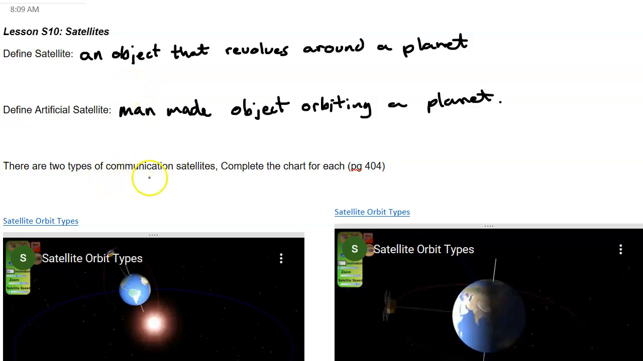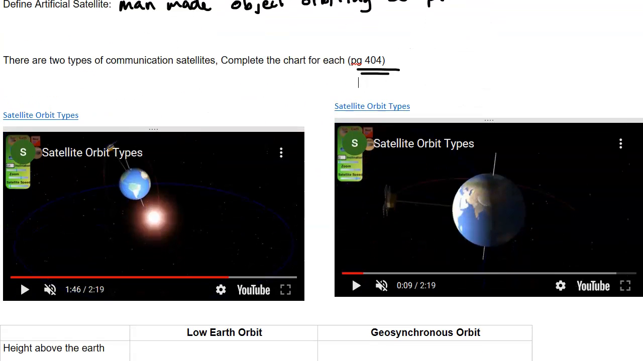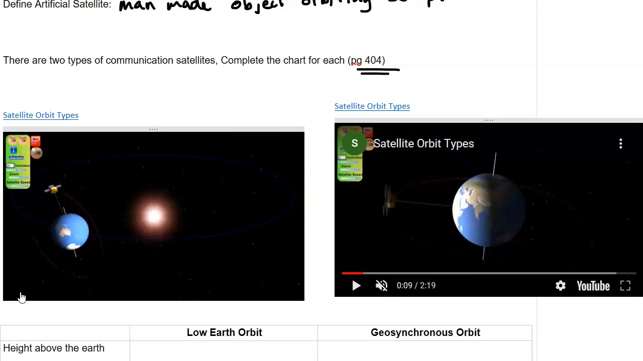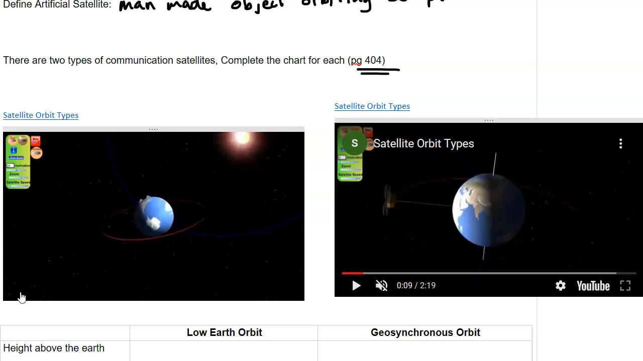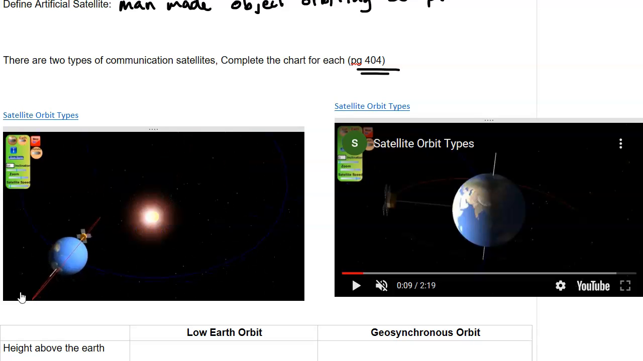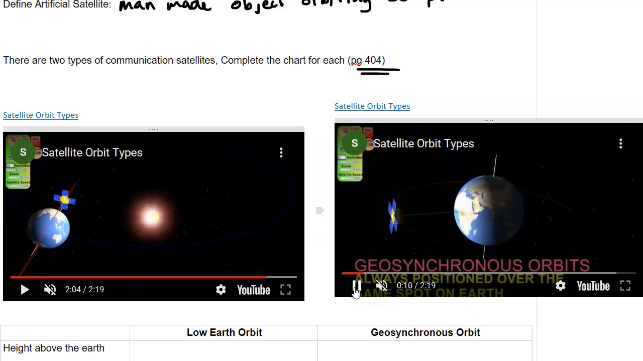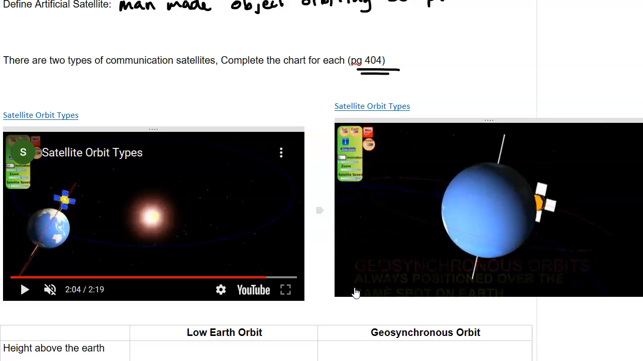Now, there's two types that are used for communications. If you go to page 404 in your textbooks, it'll give you more information about that. But first type is a low Earth orbit. It will look something like this. Notice that this orbit does not always sit at the same spot over the Earth. It's just spinning around, going over different places as it goes through. The other type is the geosynchronous.